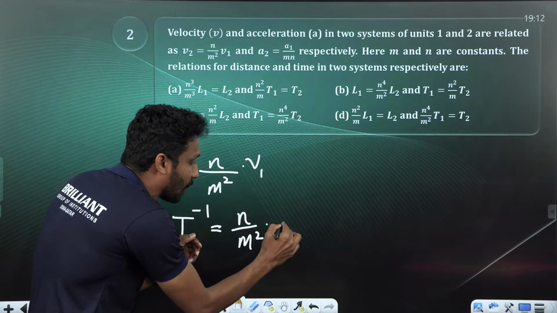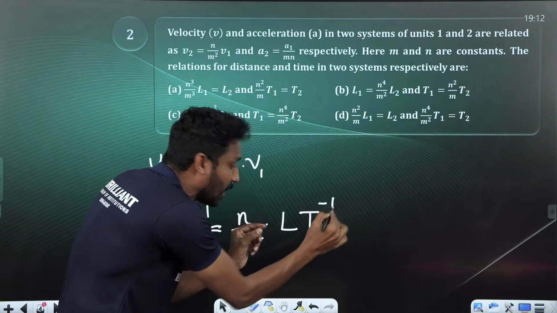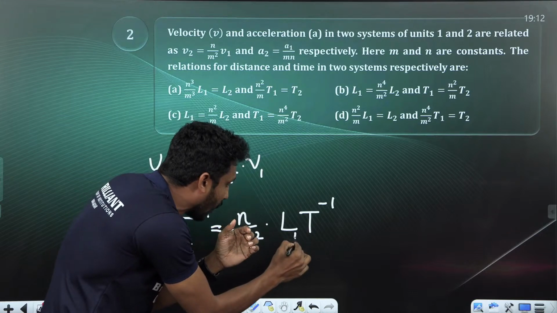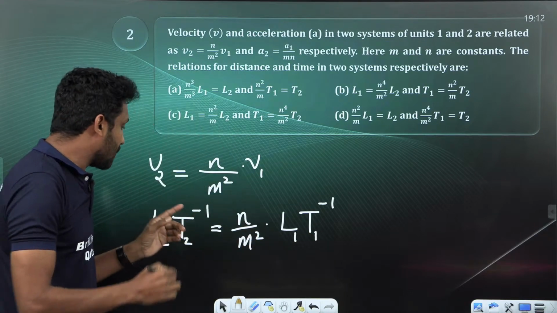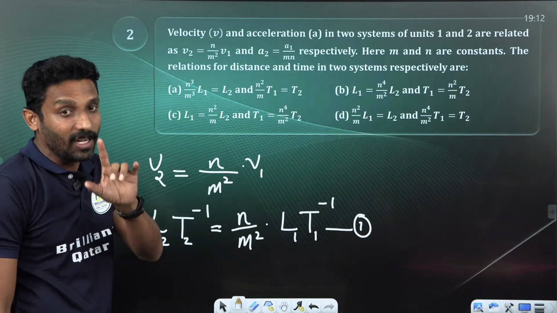What is velocity in the first system? The dimension of velocity is L T raised to minus 1. Then in the first system, it is L1 T1. This is one equation we are obtaining, equation number 1.